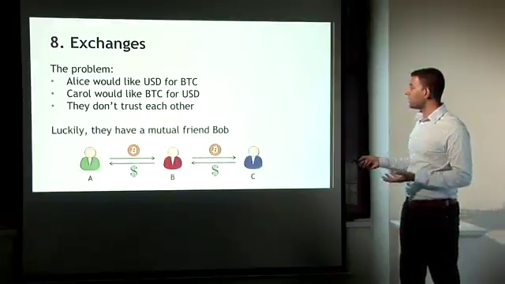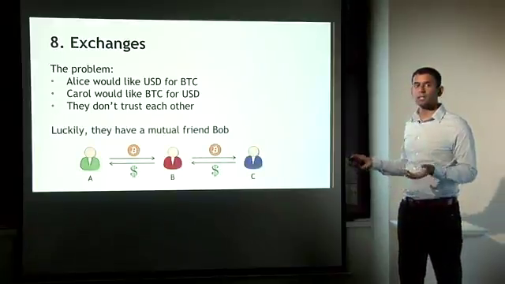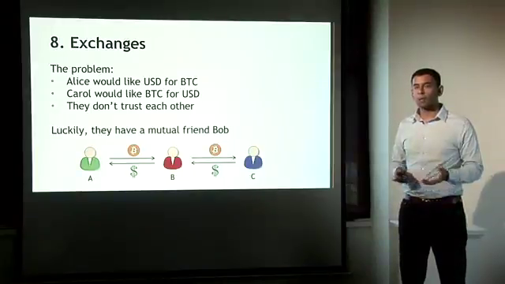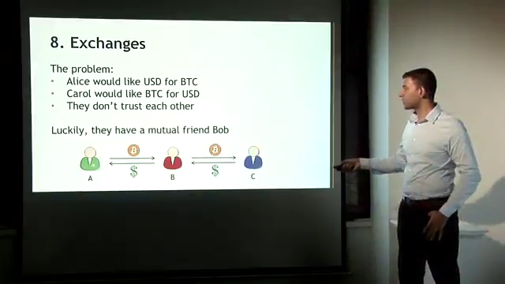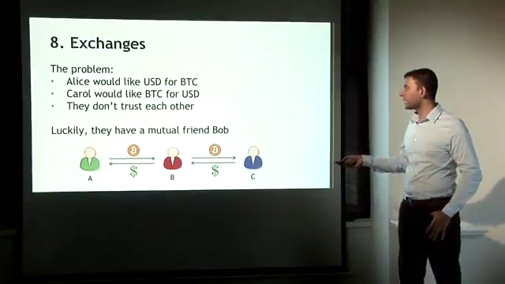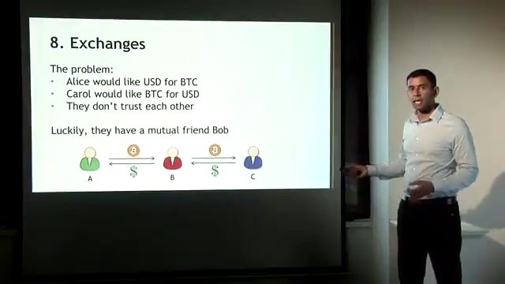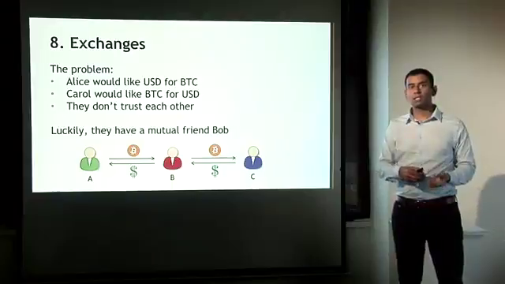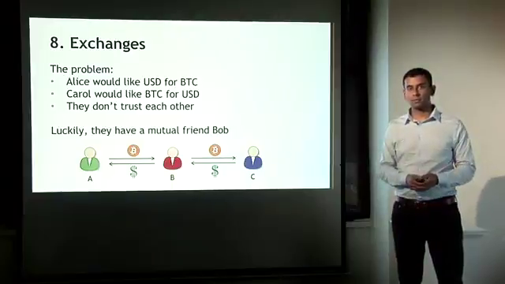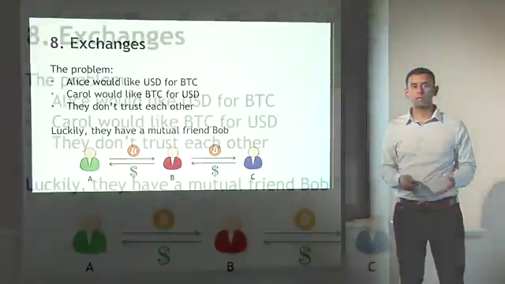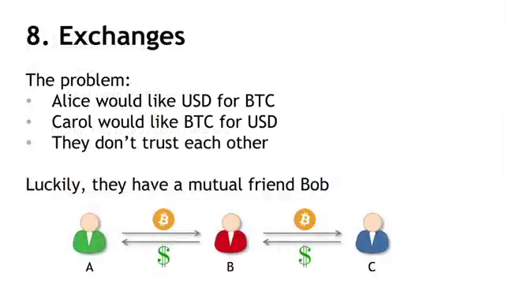Well, maybe they have a mutual friend, Bob. Then this simplifies things a lot. What they can do is Alice can have a separate transaction with Bob. And since Alice and Bob are friends, Alice can send Bob bitcoins and trust Bob to send dollars over some other mechanism, or even meet in person later and send dollars. And then Bob can do a similar transaction with Carol. So this intermediary has neatly solved the problem.